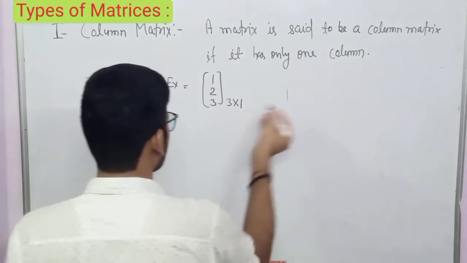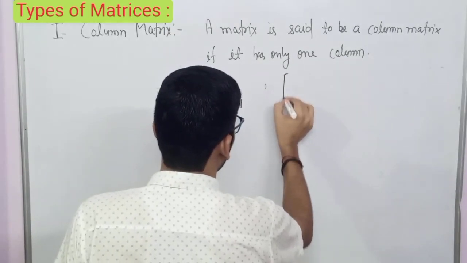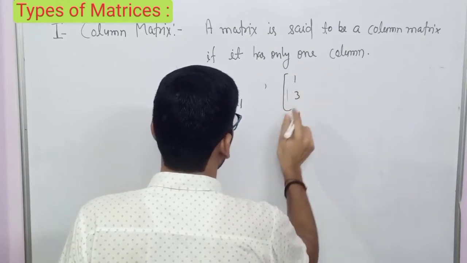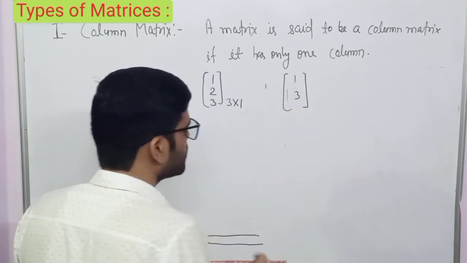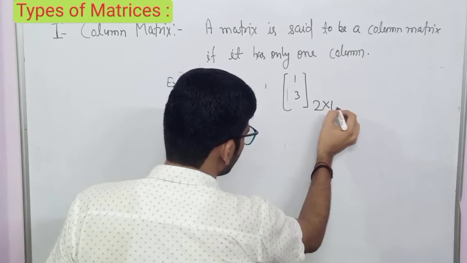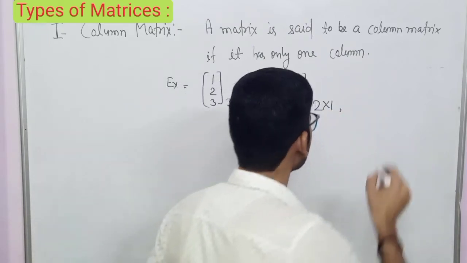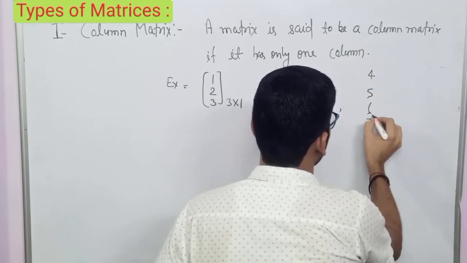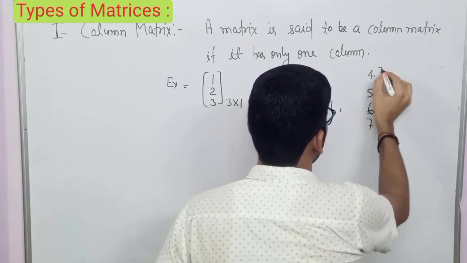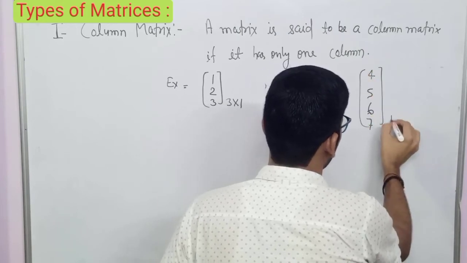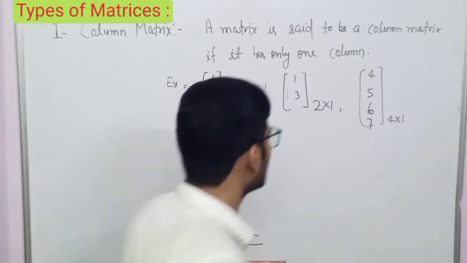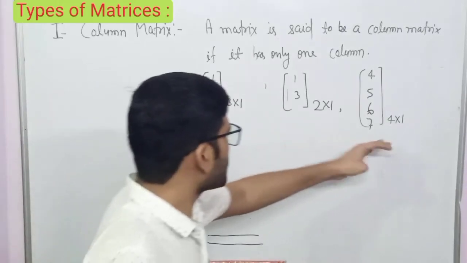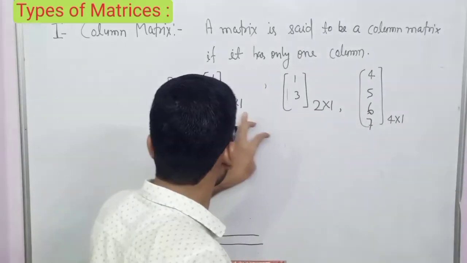Okay, and now second is 1 3. What is the order? 2 cross 1. And another is 5 6 7 and another element. What is the order? 4 cross 1. In the above examples, we see that at all places column is 1, 1, 1.